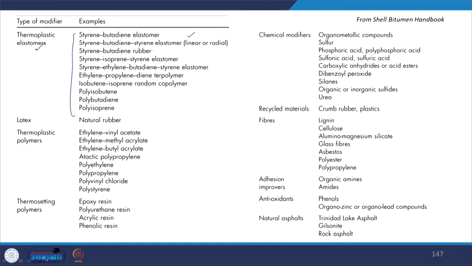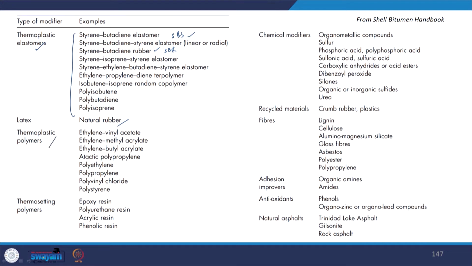We also have styrene butadiene rubber, SBR, which is again a very common modifier or elastomer used for modification of bitumen. We also have natural rubber here, but this is not very popular for modification of bitumen. Rather than this, we have another form of rubber which we call crumb rubber, which we get from waste tires, that is more common for modification of bitumen.